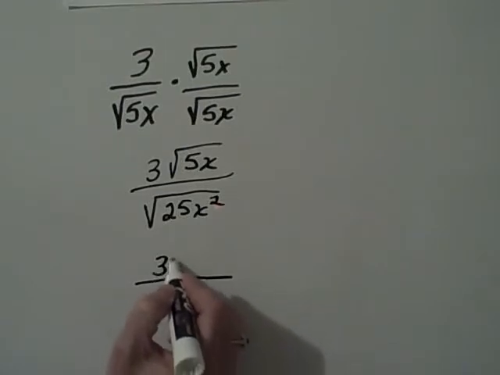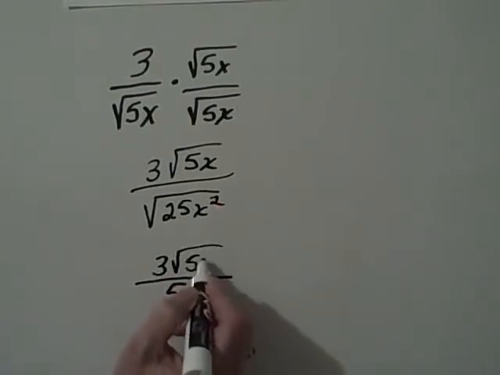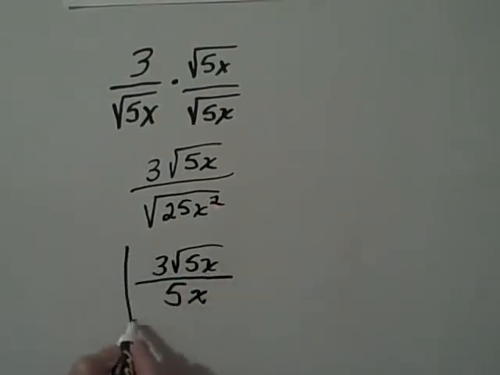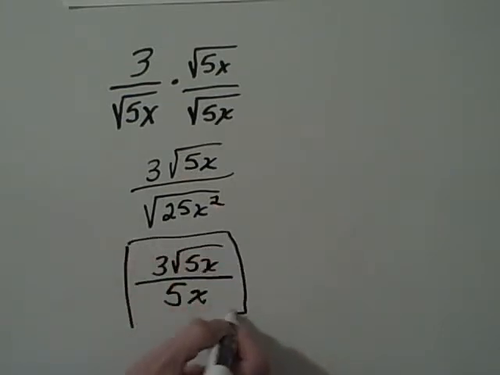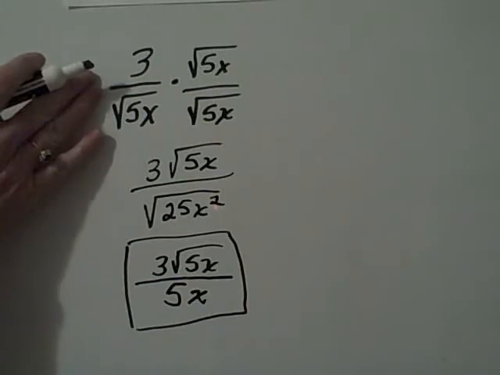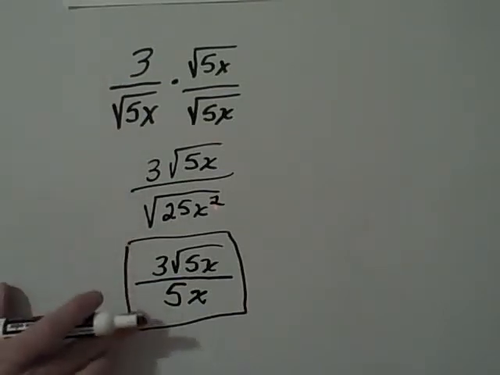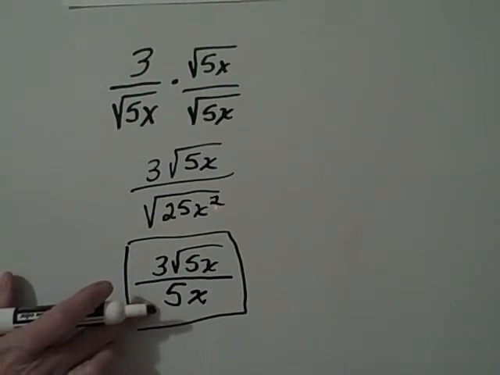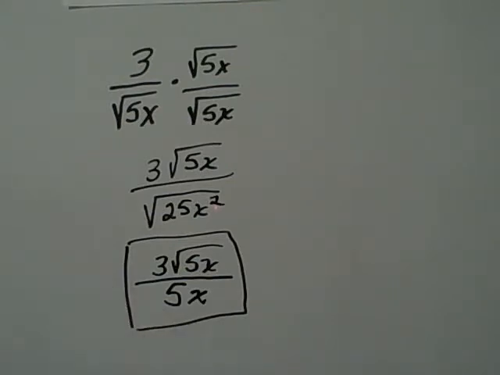Our numerator remains the same. And so there is our rationalized denominator. This expression equals the same thing as our original one. However, it's in a different form because the radical in the denominator has been rationalized. Now let's look at a second example.